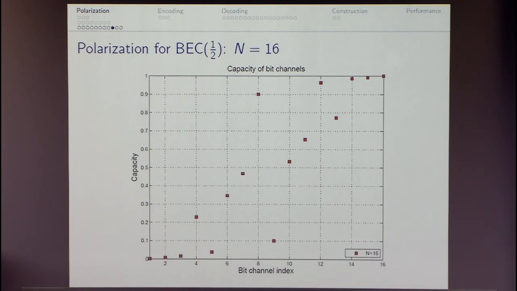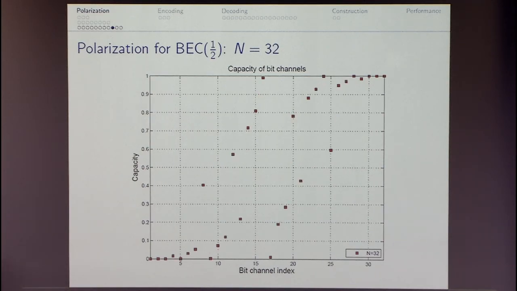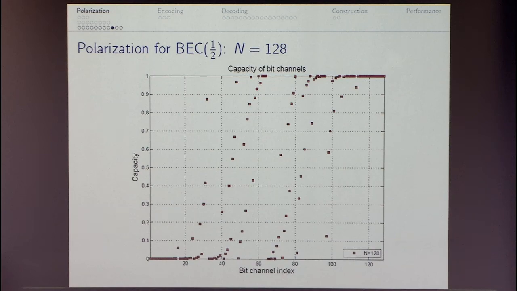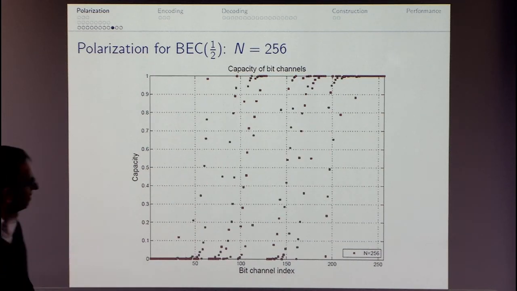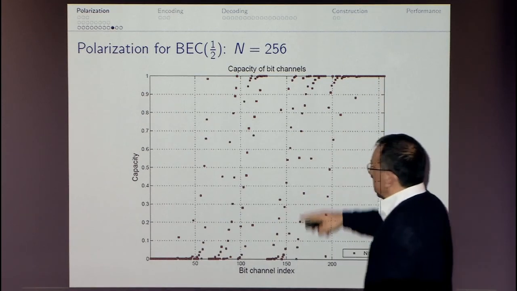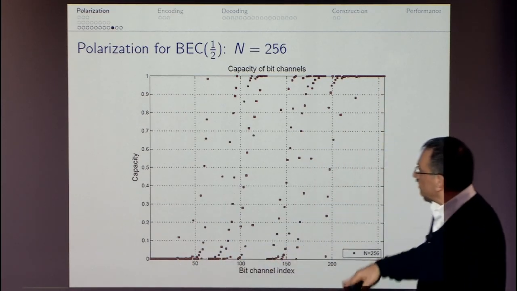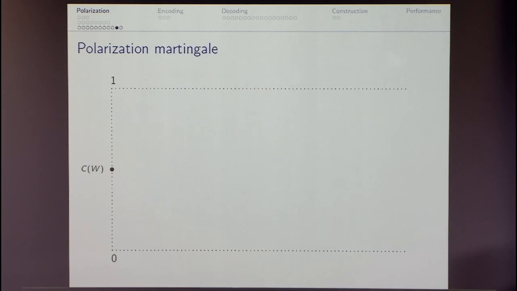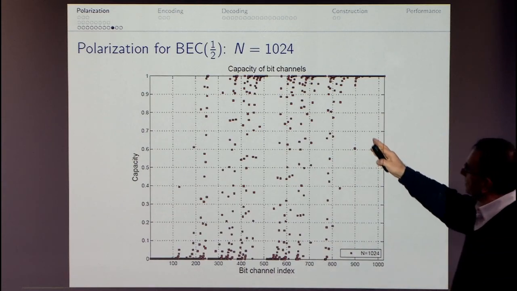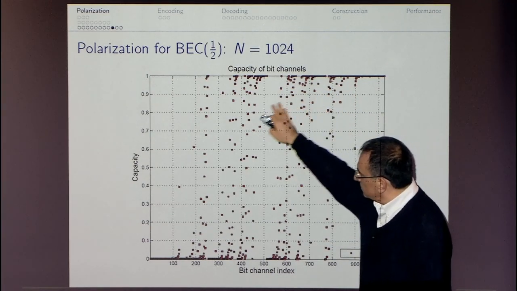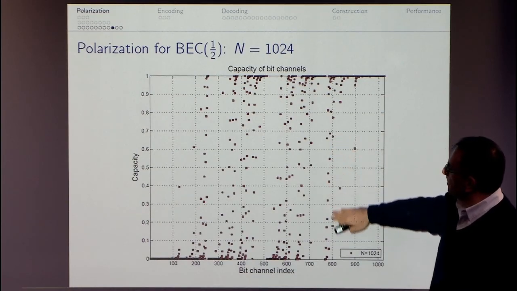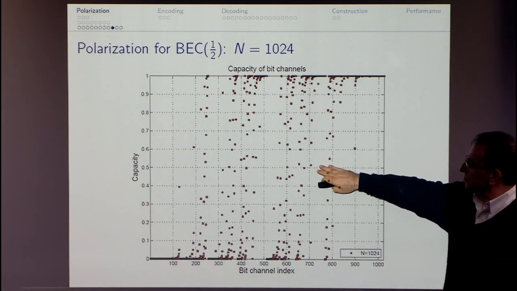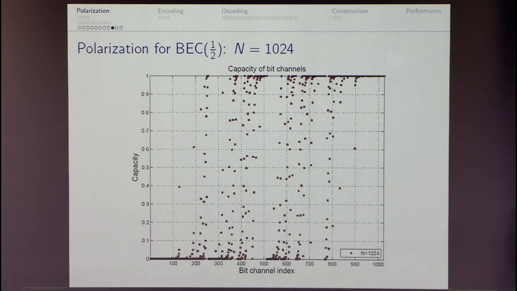So 16 is too small a size for such constructions. We don't yet have polarization. But as you keep increasing the size of the construction, most channels are either at the very bottom or at the very top. So as you go to higher lengths, although it is not clear from the figure, the fraction of channels for which the capacity is between 0 and 1, namely those mediocre channels, that fraction is going to 0. It is difficult to see it from the figure.